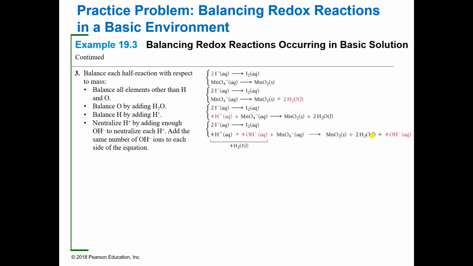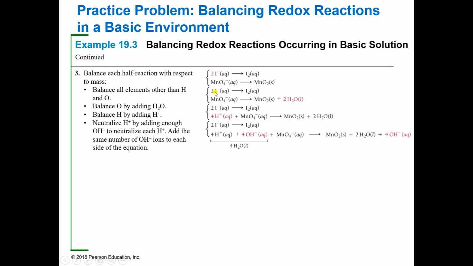Now we're going to balance all the individual elements that are not hydrogen and oxygen. If we start with the first one, I have 1 oxygen here, 2 oxygens. I've got 1 iodine here, 2 iodines here, so I use that coefficient 2 in front of it to make the number of iodines equal. Here, the manganese, they're 1 to 1, so I'm good to go. Now I'm going to deal with balancing any oxygens that are present.